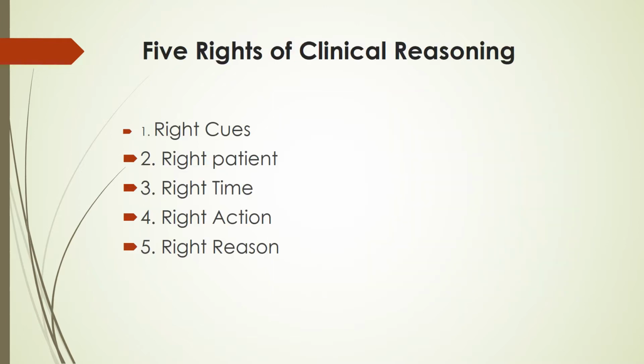There are 5 rights of clinical reasoning, and this is found in your Think Like a Nurse book, page 149, and especially look at page 153. So you need to think about, where do you get your cues from? And why are they so important that it's listed as number 1 on the 5 rights of clinical reasoning?